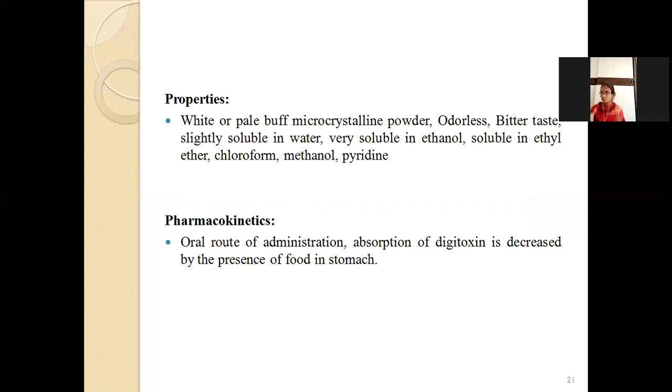It means this drug should be taken before food. So if we take it after food, what will happen? It will delay the absorption of the drug.